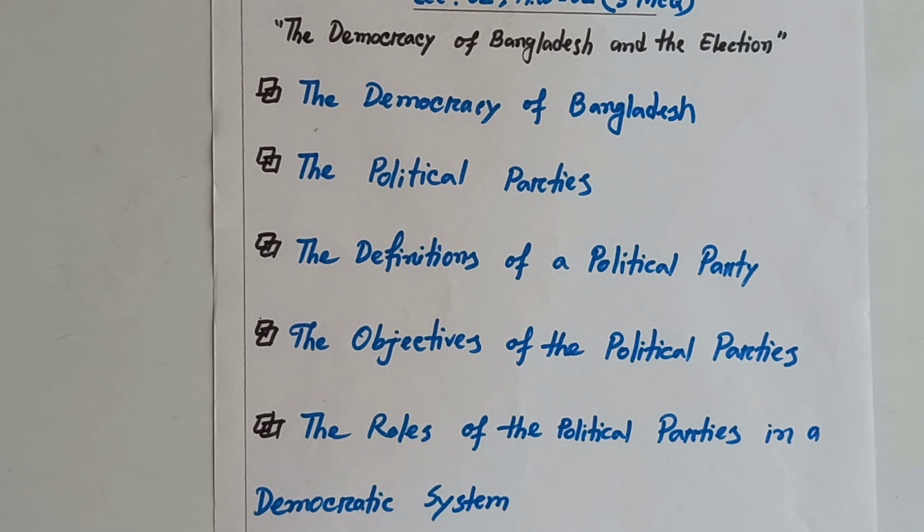Point number 9, the political parties serve as a link between government and the people through their members. This is also another important point. The political parties work as a link, they work as a bridge between the government and the people. They offer the demands, the problems of the people to the government. So finally, we can say that the role of political parties in a democratic state is inevitable.